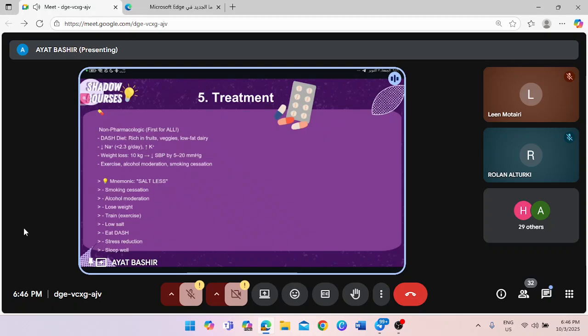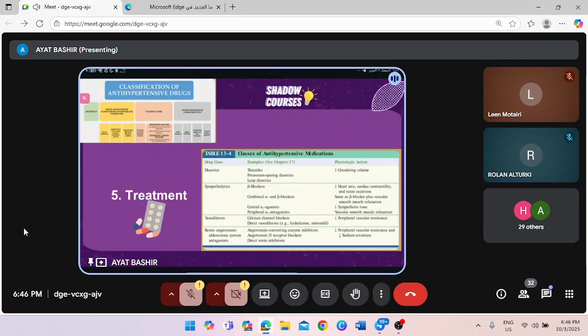We have the non-pharmacological and the pharmacological treatment. The non-pharmacological first will start with the DASH diet. It is very important to know the DASH diet. You have to look for it and memorize it very well. And weight loss, exercise, smoking cessation. We also have a mnemonic here, you can see it. For the pharmacological treatment, you also have a lecture, you have to memorize it very well and ask the doctor about the things that you have to memorize.